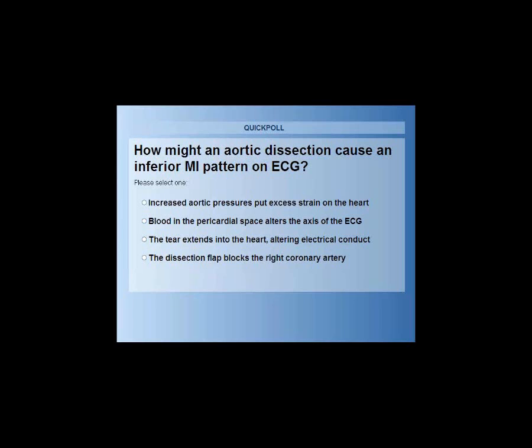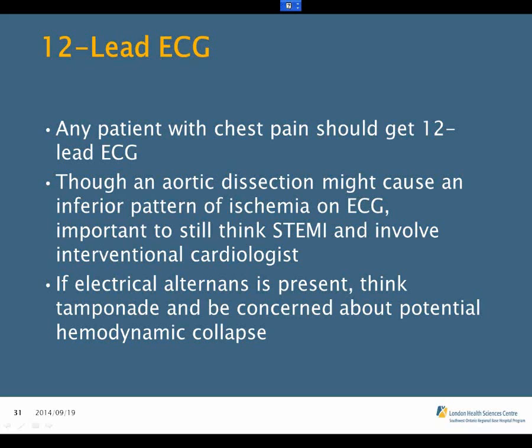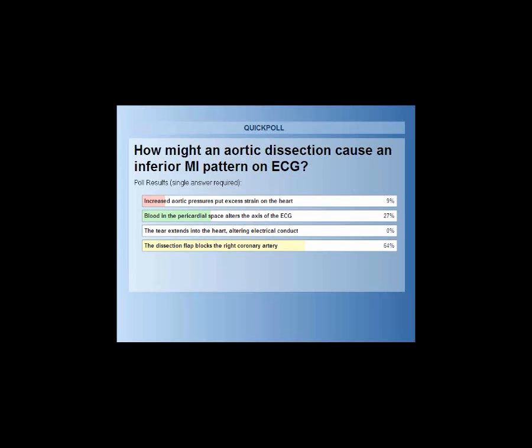And it looks like the majority of people have got the question correct. The correct answer being the dissection flap blocks the right coronary artery, giving that inferior MI type of pattern, or inferior ischemic type of pattern. Exactly. But a quarter answered blood in the pericardial space altering the axis of the ECG. That can happen with dissection, but that would cause electrical alternans rather than an inferior ischemic pattern on ECG.